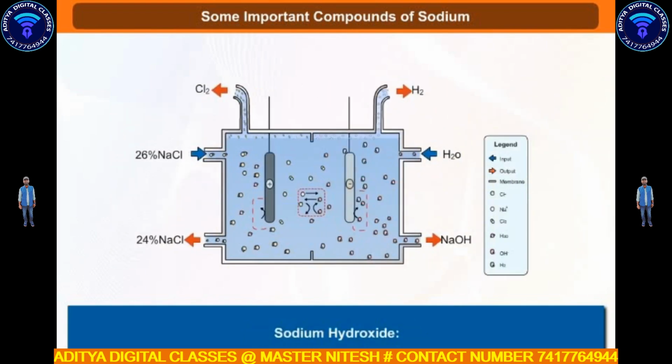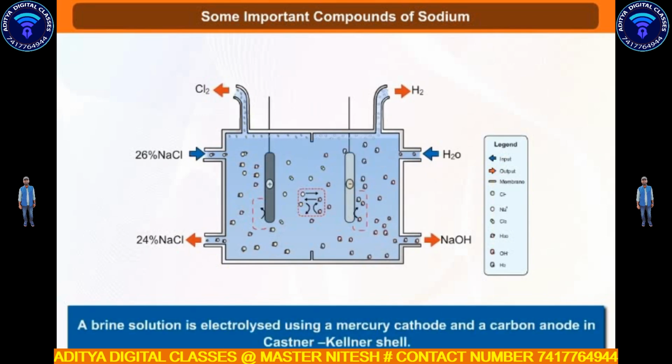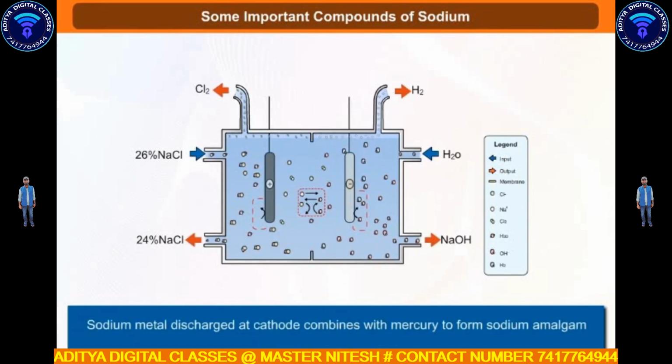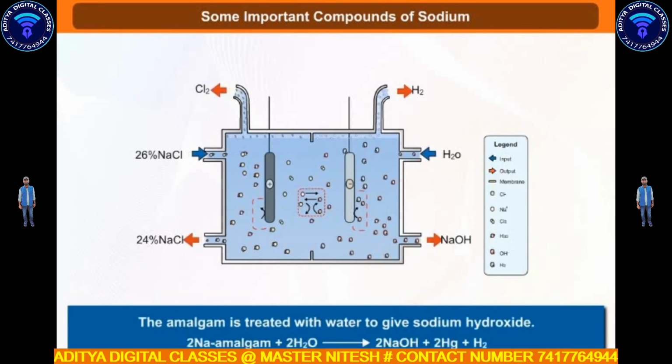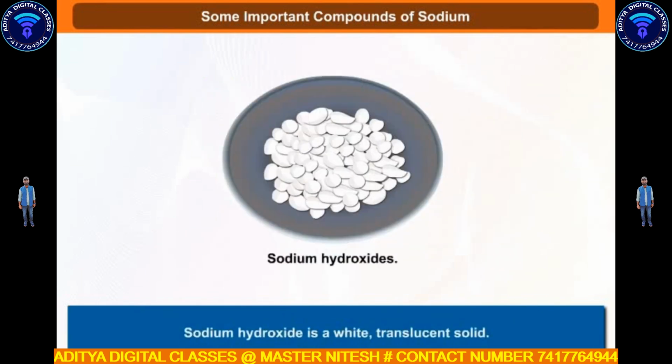Sodium hydroxide. Preparation. A brine solution is electrolyzed using a mercury cathode and a carbon anode in Castner-Kellner cell. Sodium metal discharged at cathode combines with mercury to form sodium amalgam. Chlorine gas is evolved at the anode. The amalgam is treated with water to give sodium hydroxide. Sodium hydroxide is a white, translucent solid.